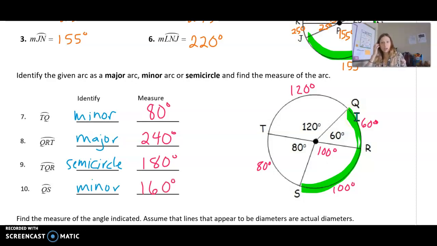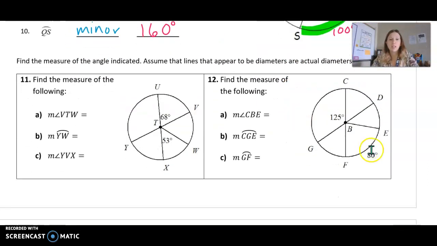Check your work, see that you got it correct, and I've got 2 more for you to try. These ones I want you to completely try on your own, and pause it, work on it, and then when you unpause, you'll see the answers, so you can check your work.